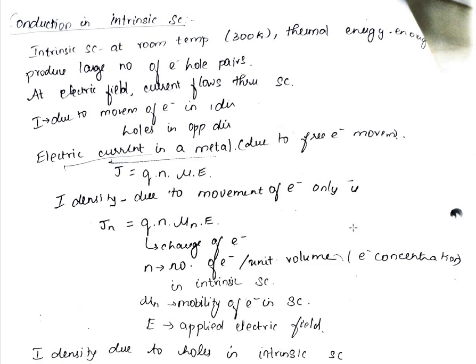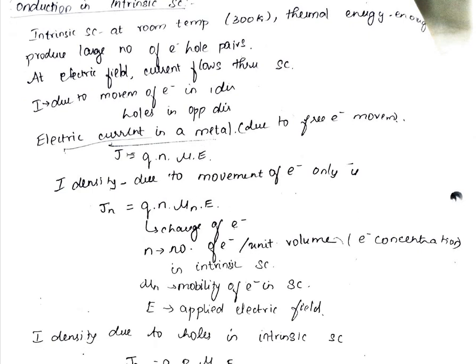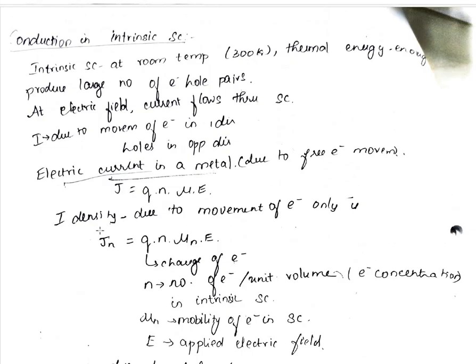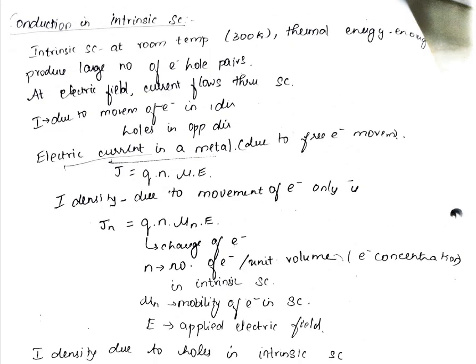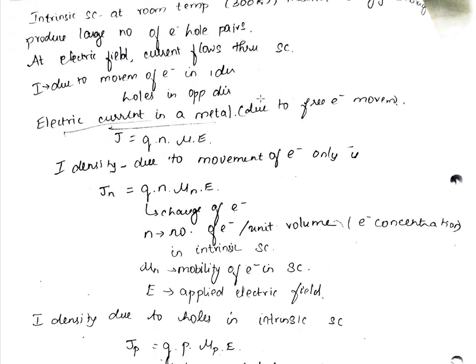The topic is about drift and diffusion current in a PN junction diode. Before we start that, consider conduction in an intrinsic semiconductor at room temperature. The electric current in a metal, also called drift current, is due to free electron movement: J equal to Q n mu E.